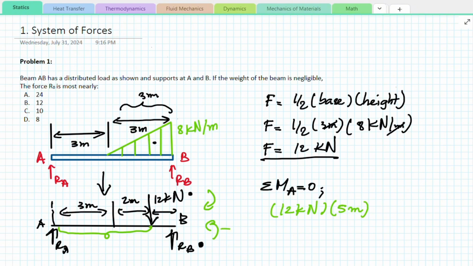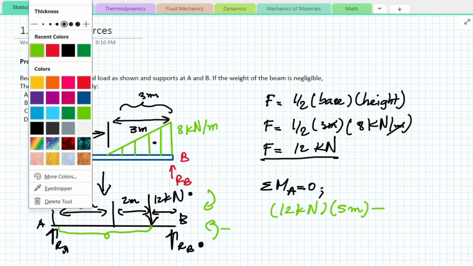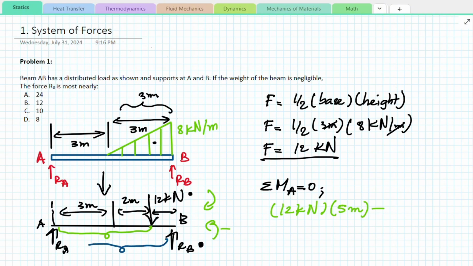So we'll have minus point B, the distance from point B to point A. Let me change colors here once again to make it stand out. So we have 6 meters from the reaction force B to point A. So that'll be minus 6 meters times reaction force B, and that should be equal to 0.